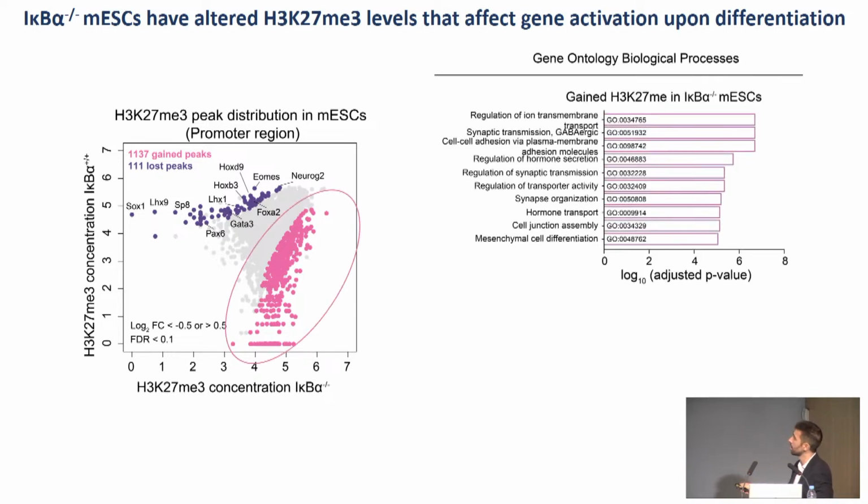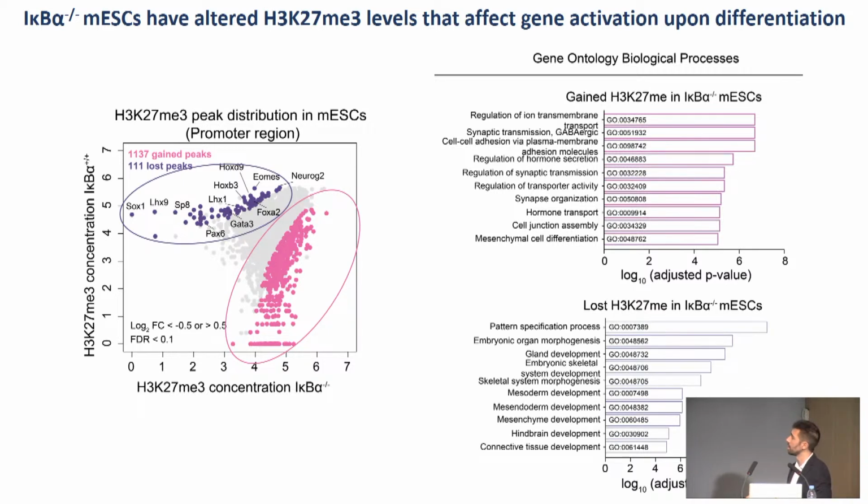More in particular, the genes that were presenting higher expression of lysine 27 trimethyl were genes belonging to general processes such as regulation of ion transmembrane transport, regulation of transporter activity, or even hormone transport. But on the other hand, the genes that were presenting lower levels of lysine 27 trimethylation were genes belonging to very specific developmental processes such as pattern specification, embryonic organ morphogenesis, or even mesoderm and mesendoderm differentiation.